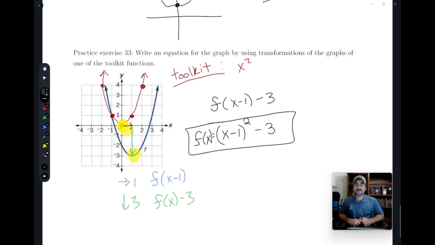If you want to go on Desmos or Google or a calculator and try to check that and make sure that looks about like that other function that we just had, that's a good idea.